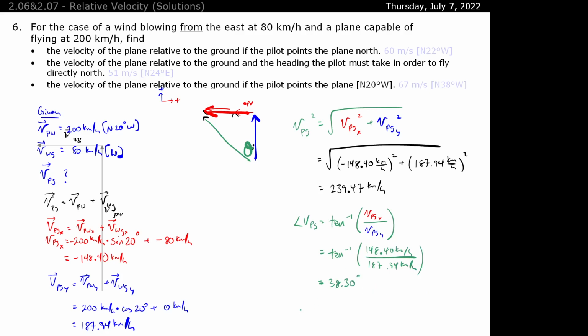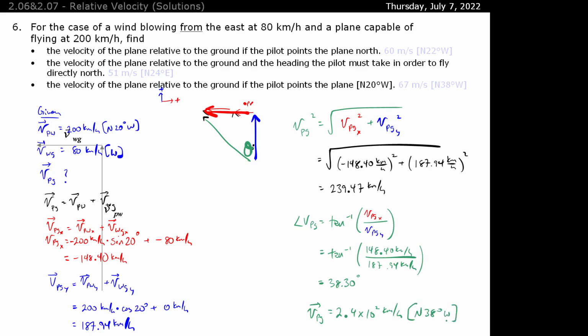Okay, so as our final answer, VPG as a vector is equal to, in 2 sig fig, 2.4 times 10 to the 2 kilometers per hour, north 38 degrees towards the west.